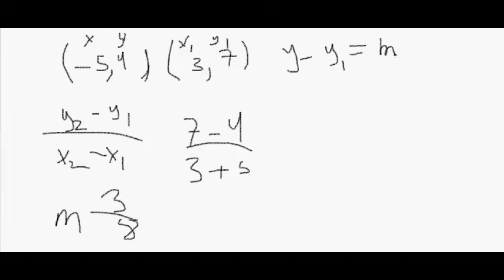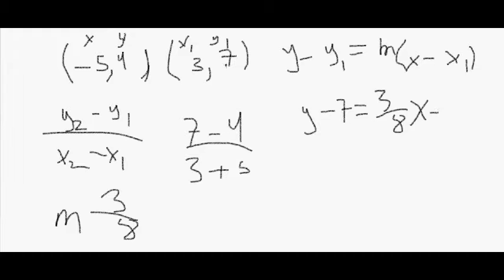Now the formula, which is the correct form I had written earlier, is y minus y1 equals m times x minus x1. Alright, so y minus our y1. We're just going to worry about our y1 and x1. Our y1, which is 7, equals our slope, which is 3 over 8, times x minus our x1, which is 3.